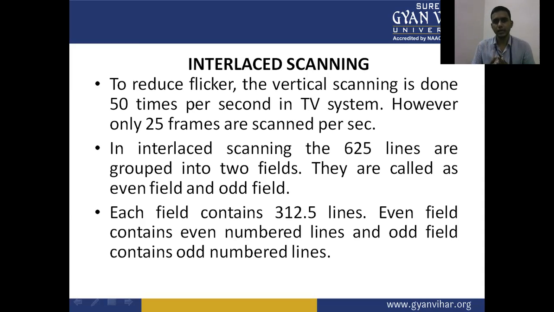In interlaced scanning, the 625 lines are grouped into two fields. They are called the even field and the odd field. Each field consists of 312.5 lines. The even field contains the even numbered lines. The odd field contains the odd numbered lines. So the total 625 line system is divided into two fields, even and odd.